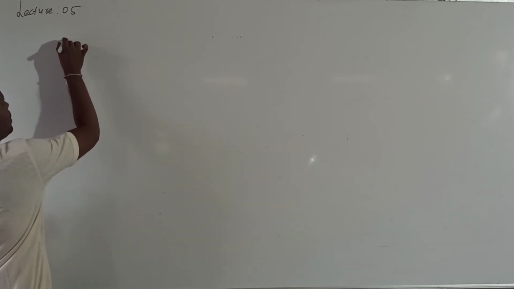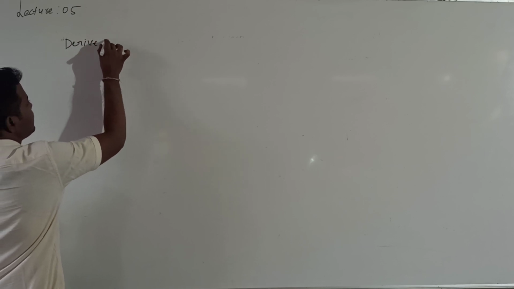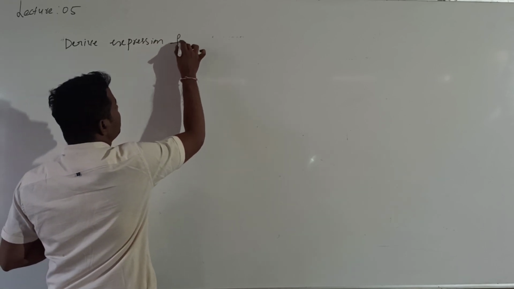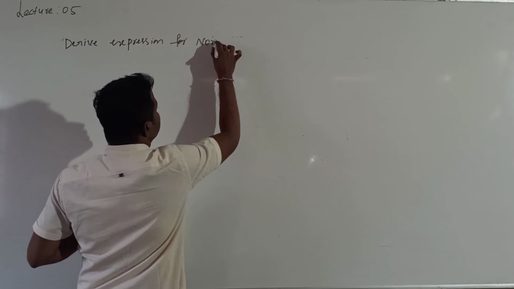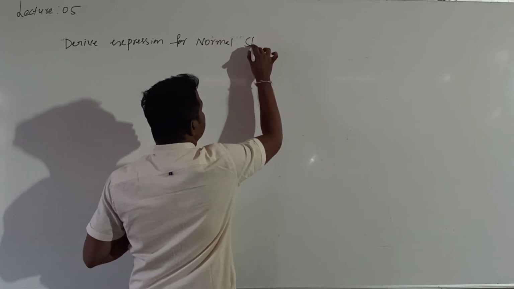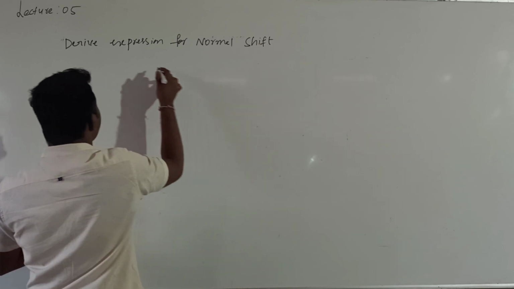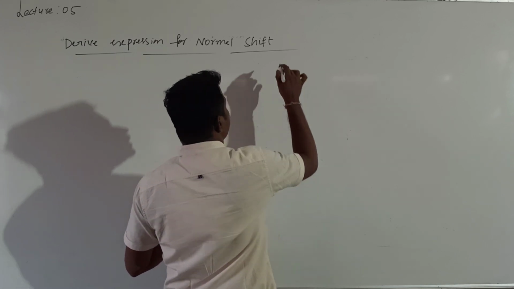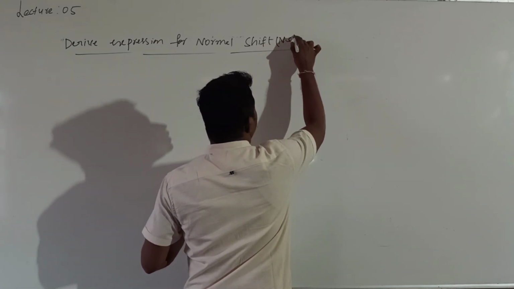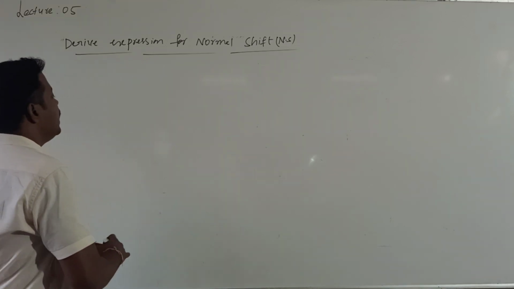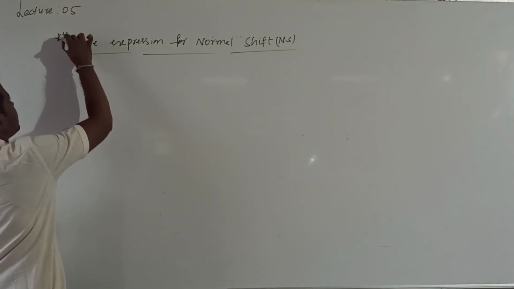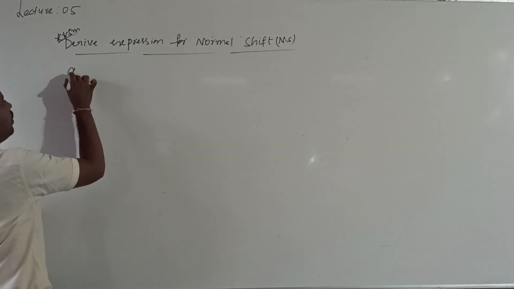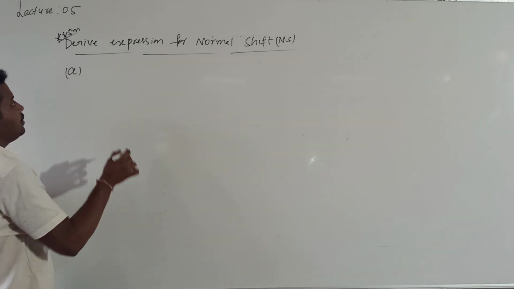Obtain the expression, or derive the expression, for normal shift. Normal shift, NS. Okay, this is also an important derivation for 5 marks. What is normal shift? Even in normal shift, two cases will be there, but any one case is not enough.